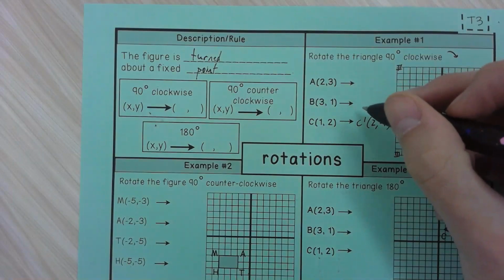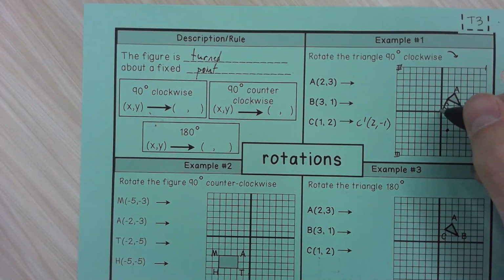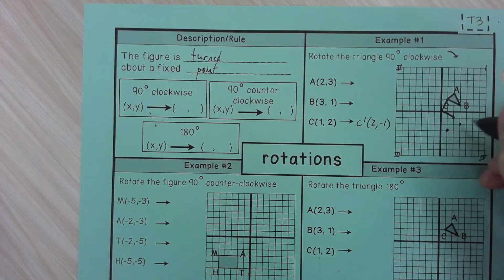If I follow that same rule for B and for A, instead of for B going up 1, over 1, 2, 3, I'm going to go over 1 and down 1, 2, 3. And for A, instead of going up 3 and over 2, I'm going to go over 3 and down 2. There's our A prime, there's our B prime.